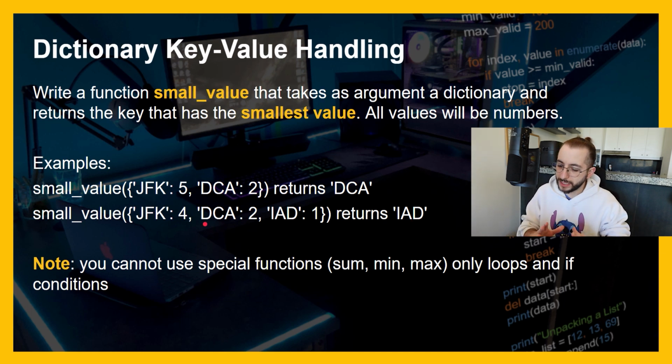Now, for some of you, you're like, hey, that's super simple. But I want you to take a close look at the note, because you cannot use special functions like sum, min, and max, only loops and if conditions. This makes it slightly harder for those astute students of you. This shouldn't be a problem. What I want you to do is pause the video and do this on your own.